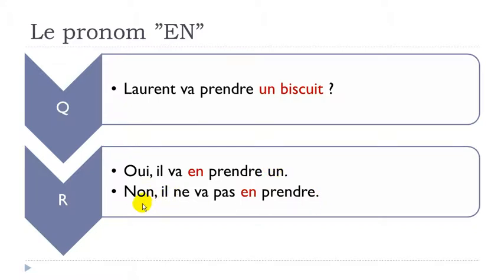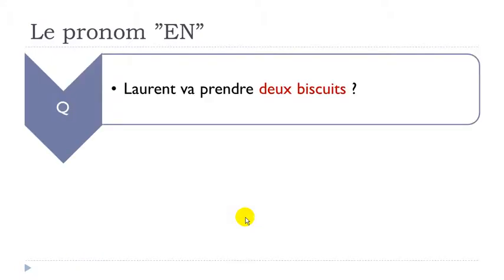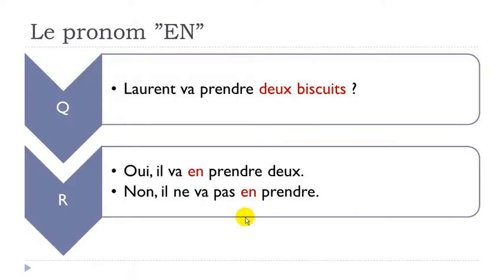Okay, and you get a good example here for the reason why I told you it should be before. Non, il ne va pas en prendre. All right, because here you've got your aller verb, va, but then you've got the negative form, ne va pas. But then your pronoun should be before the second one. Okay, il ne va pas en prendre. Let's see now. Laurent va prendre deux biscuits. Answer. Oui, il va en prendre deux. Non, il ne va pas en prendre.